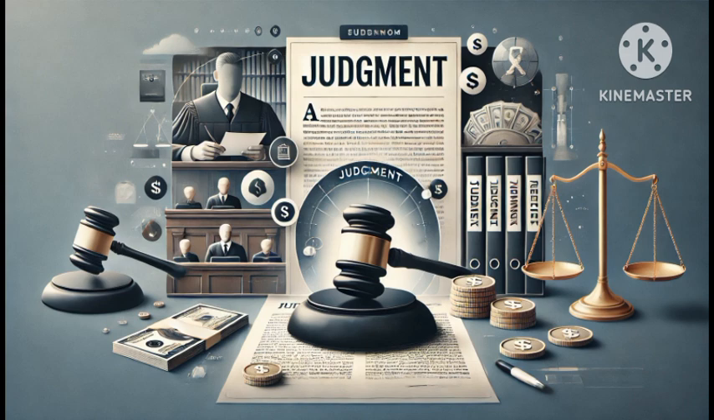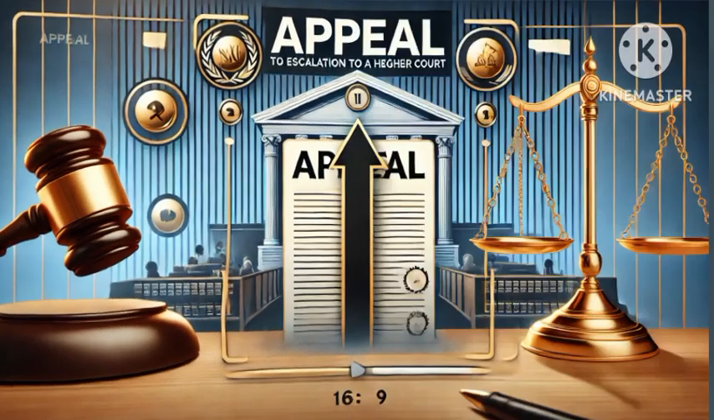An appeal is a request to a higher court to review the decision made by the trial court. The appellate court will review the trial court's procedures and decisions to ensure that the law was applied correctly. If the appellate court finds that there was an error, they may overturn the decision or send the case back for a new trial. It's important to note that not every case can be appealed, and the process can take time, often months or even years.